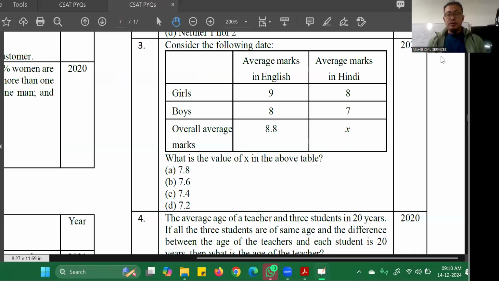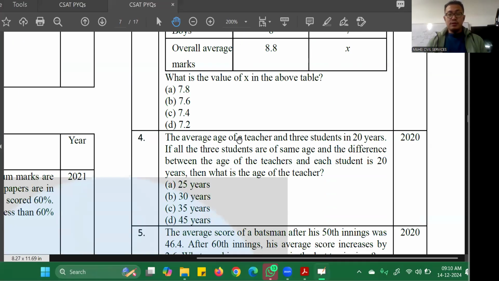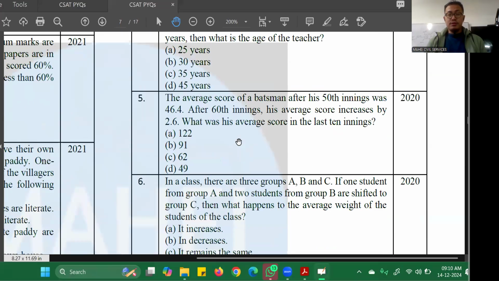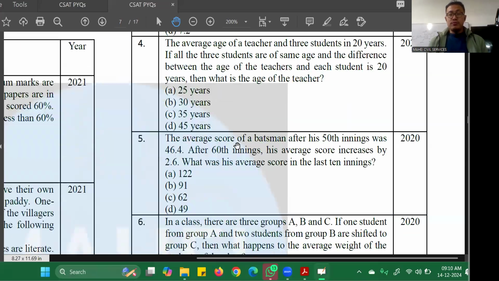Then the remaining questions are questions number 4, 5, 6.